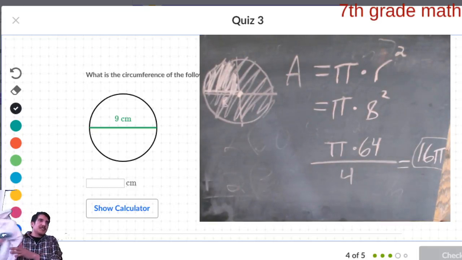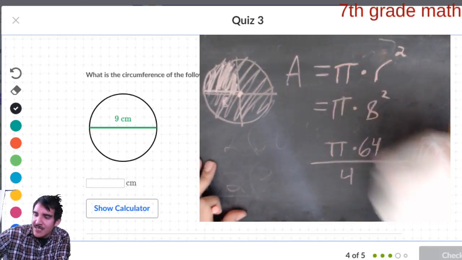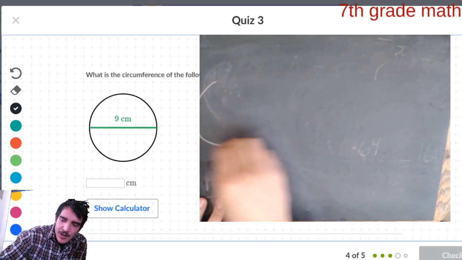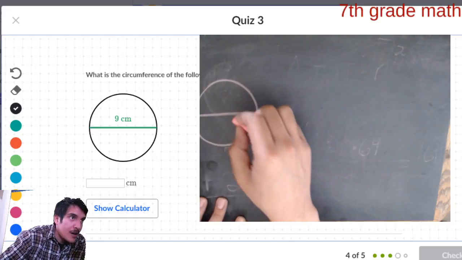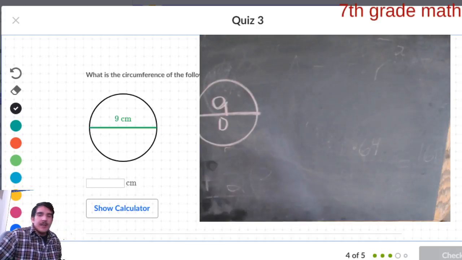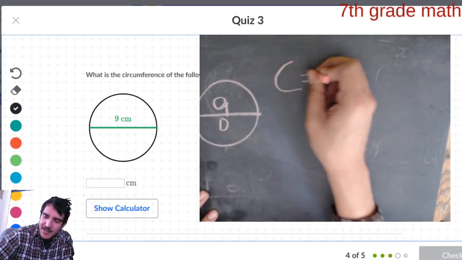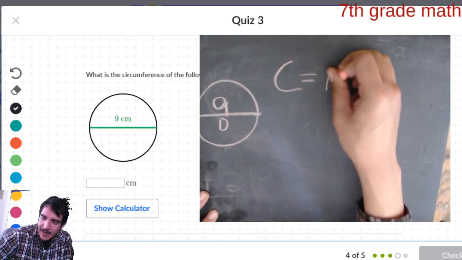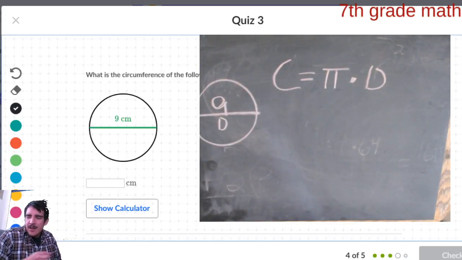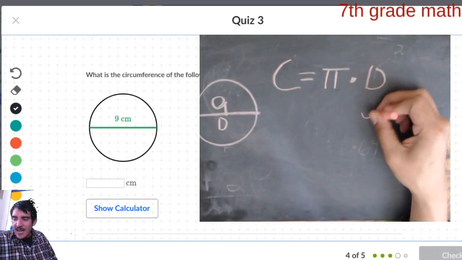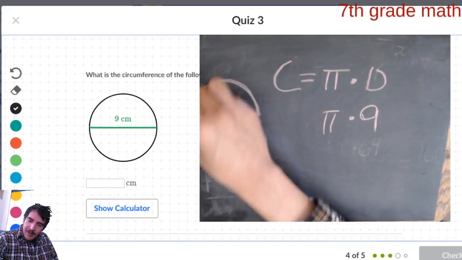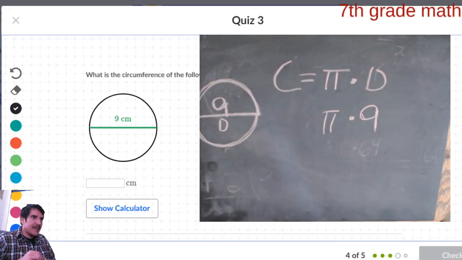Next, they ask us, what is the circumference of this circle? Circumference is even easier. Circumference is all the way around a circle. So if you draw a circle and you go all the way across, that's 9 centimeters. That's the diameter, so I'll put a D there as well. And so we know that the circumference is going to be pi times diameter, or diameter times pi. In this case, that's just 9 times pi. So the circumference all the way around the circle is equal to 9 times pi.